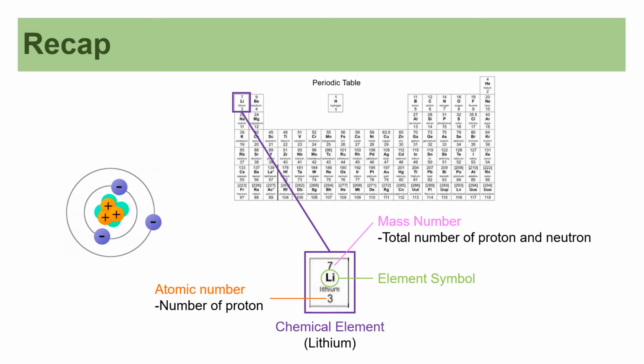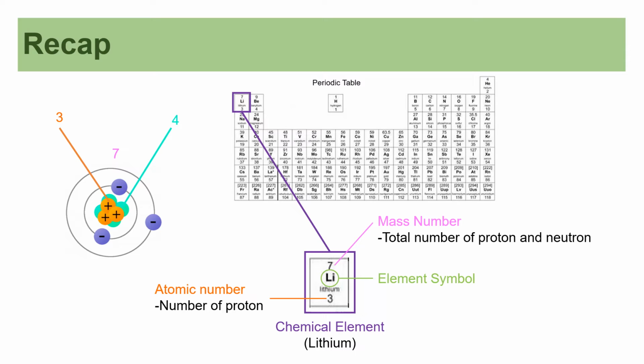On the top, we have the mass number, which tells us the total number of protons and neutrons together. So, the mass number of lithium is 7 because it has 3 protons and 4 neutrons.